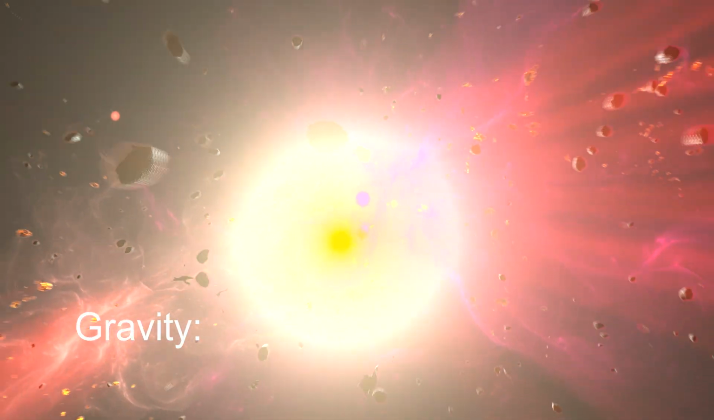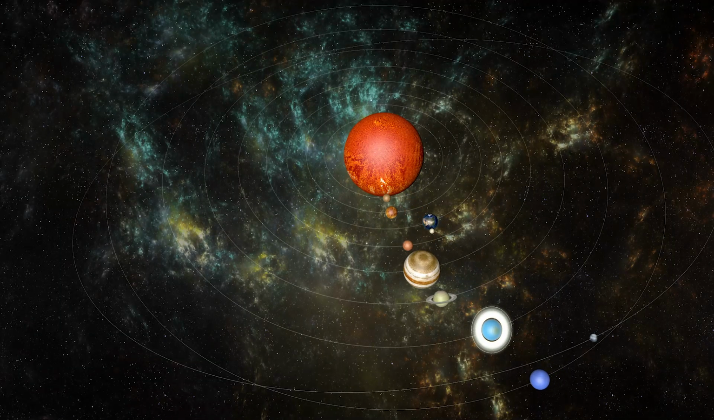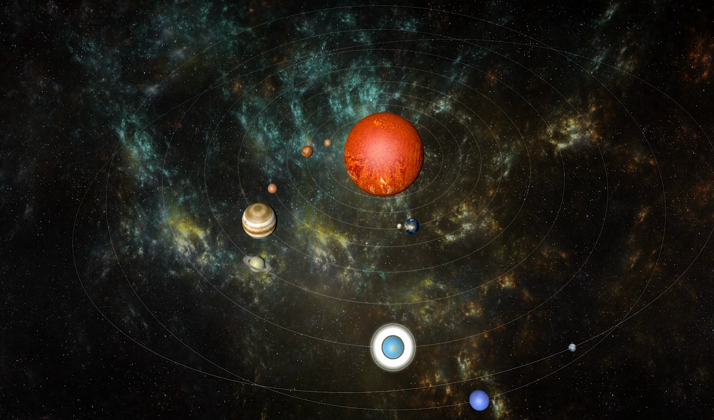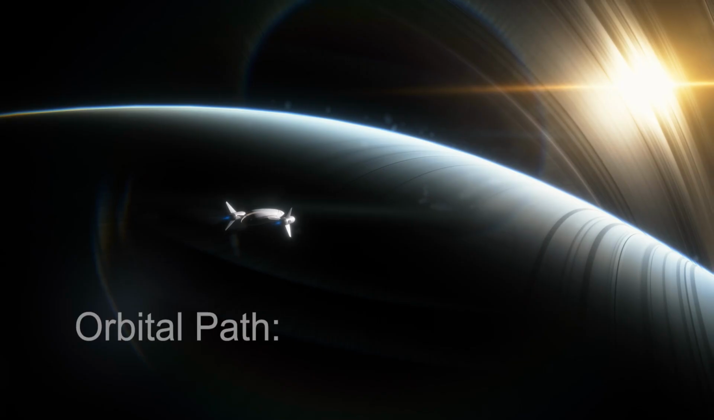Gravity. The Sun exerts a gravitational force on the planets, pulling them towards it. This force decreases with the square of the distance, meaning that it is stronger when the planet is closer to the Sun and weaker when it is farther away.